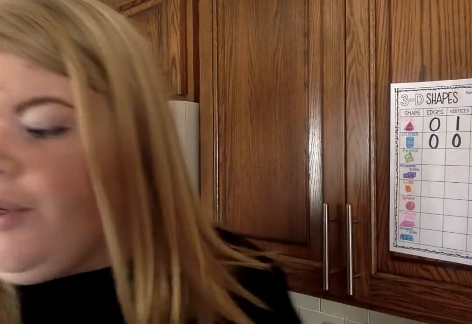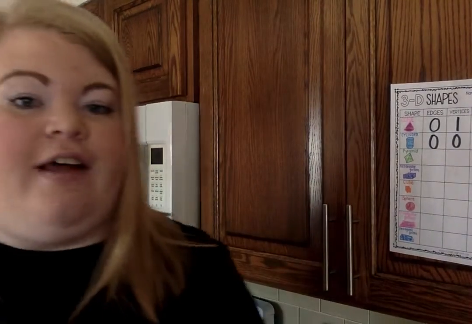Hey boys and girls, today in math we are going to learn about 3D shapes. So 3D, the D stands for dimensional. So a 3D shape is not a flat shape like a circle or a square. You will see 2D shapes in a 3D shape. For example, in this cylinder, you can see a circle right here.